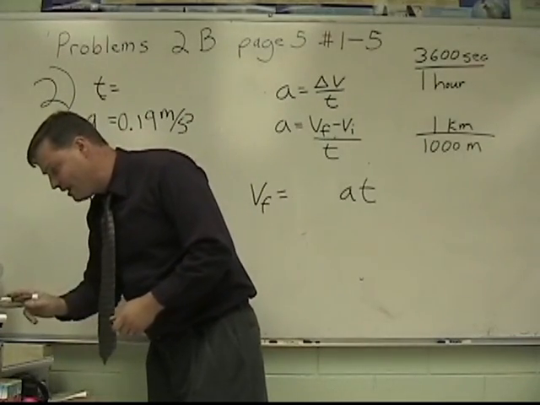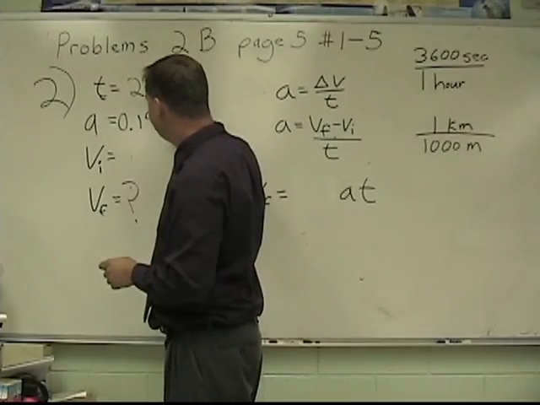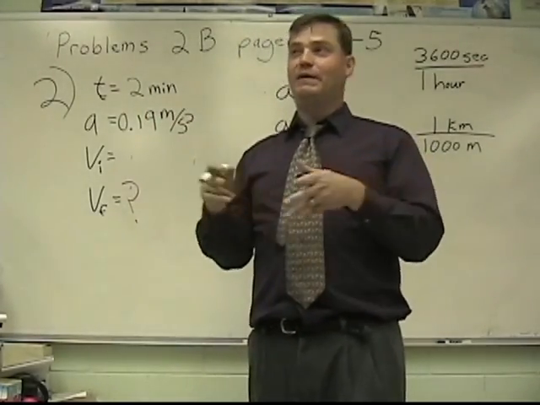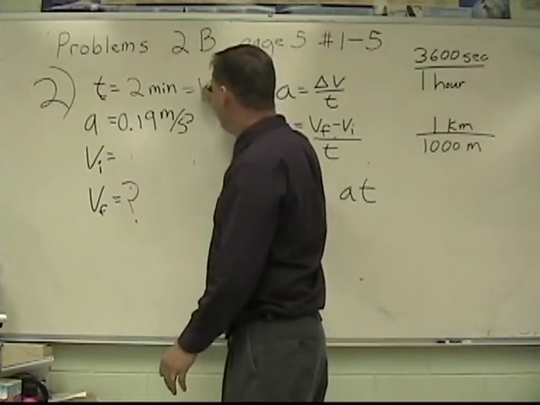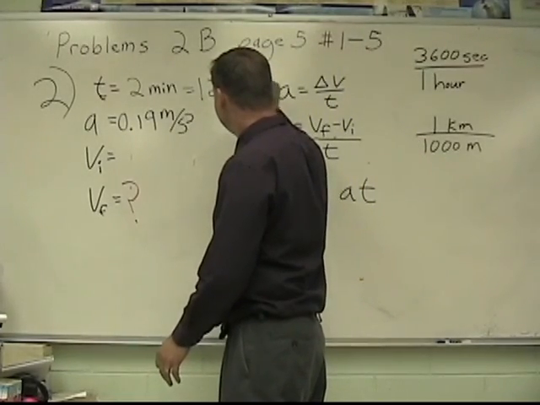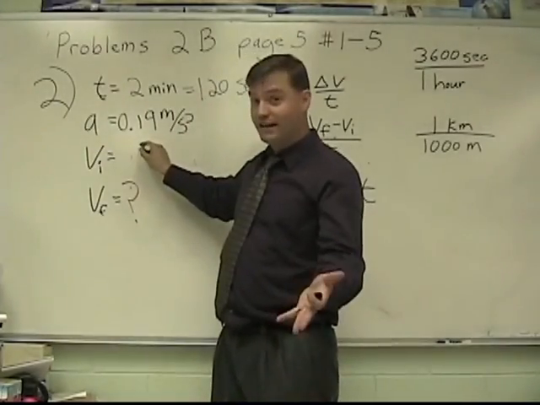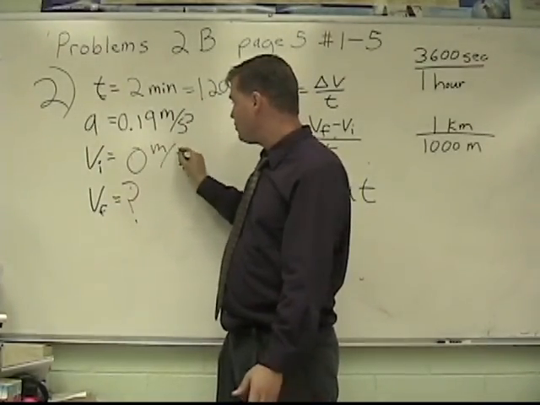And our time is 2 minutes, which we can convert right off the bat. 60 plus 60 is 120 seconds. Our initial speed, once again, 0 meters per second.